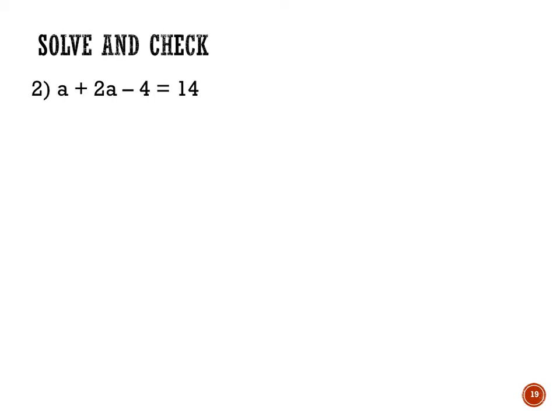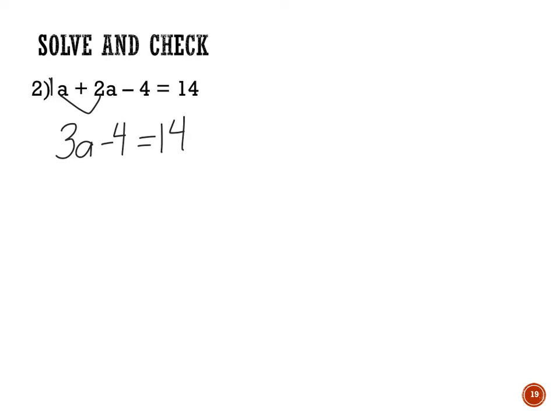Number 2, a plus 2a minus 4 equals 14. The first thing I'm going to need to do in this problem is to combine like terms. Okay, so I know I have a 1 in front of this variable a. So I have 1a plus 2a, which equals 3a minus 4 equals 14.